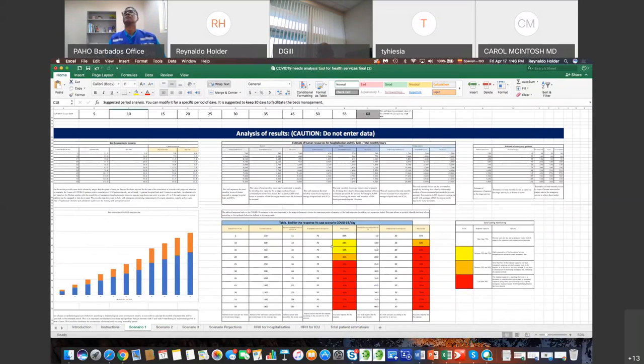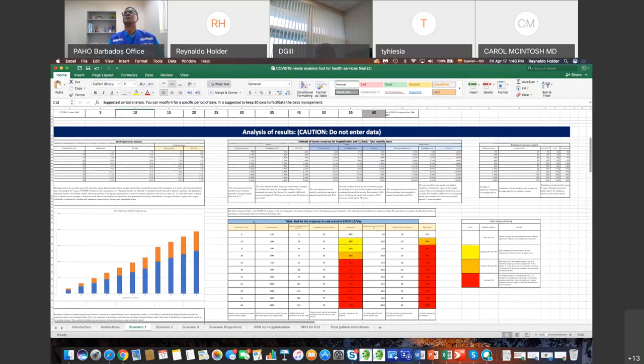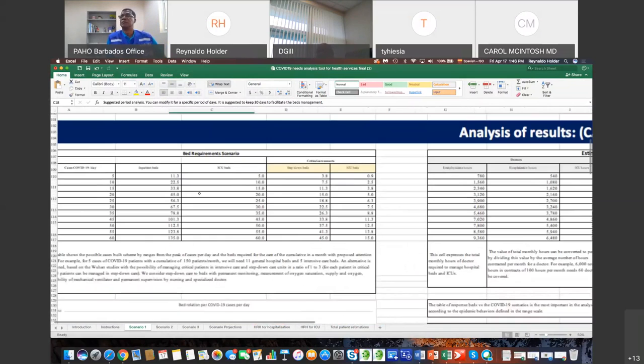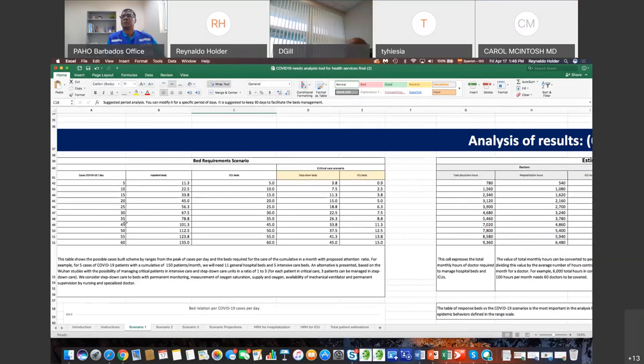So once the basic data is in, it gives you the bed requirements for different scenarios. For your maximum number, which is 60, and for the other scenarios that you have established in a decreasing number. For example, for 30 cases per day, you would need 65.5, and we always round up to the higher number, 68 inpatient beds per day. In the case of ICU, at 30 cases per day, you would need availability of 30 beds.